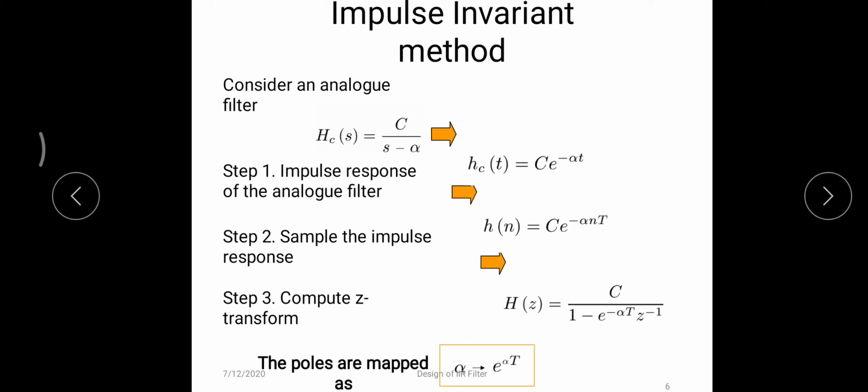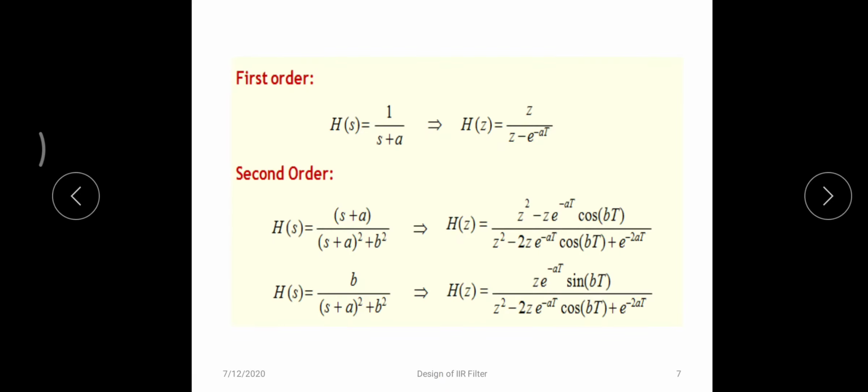Now the pole of this digital transfer function is e power alpha T. The pole of the analog transfer function is alpha. Okay, so this is the impulse invariant formula for the first order and for the second order. This is a direct formula, so that we have to take it. If it is in the form of 1 by s plus a, the corresponding impulse invariant form is z by z minus e to the power of minus a into T, where T is nothing but the sampling period.